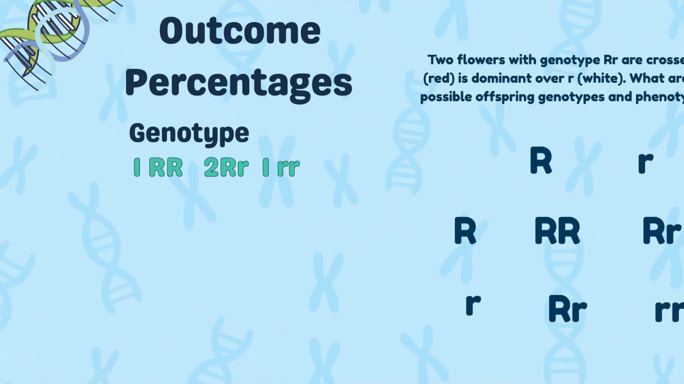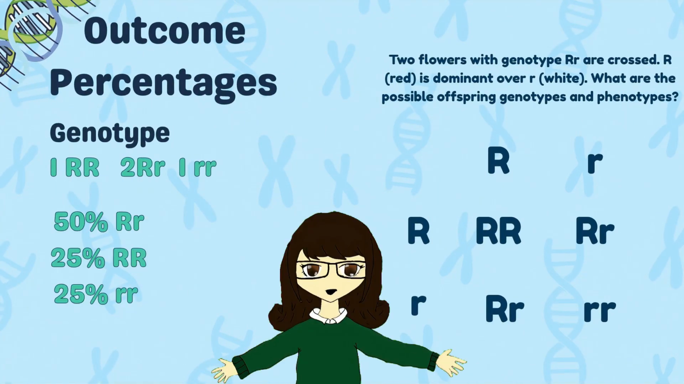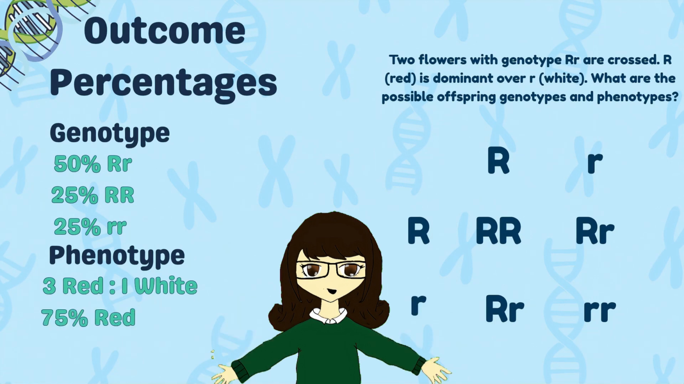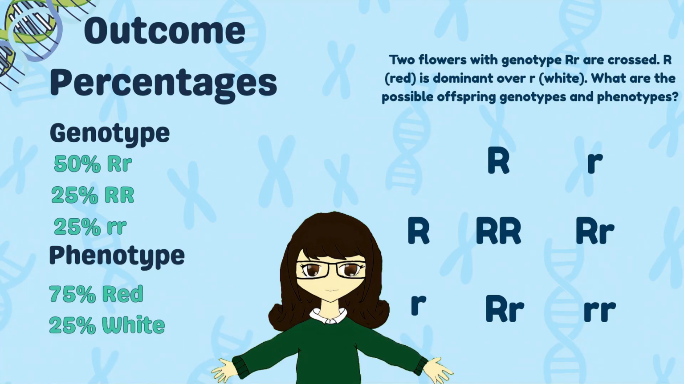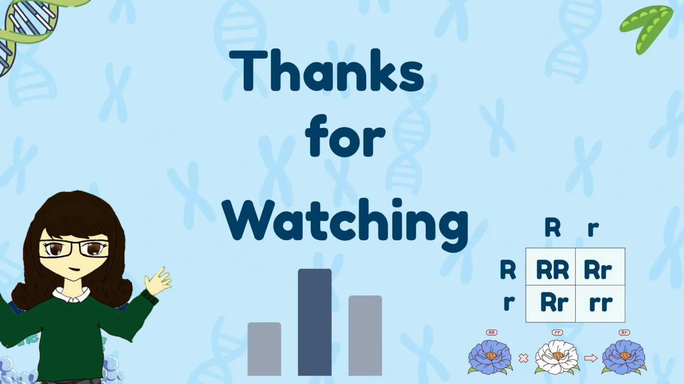Outcome percentage. Since it's one trait, each box in the Punnett square has a value of 25%. So we just count how many boxes show each phenotype and turn that into a percentage. For example, one box is 25%, two is 50%, three is 75%, and four is 100%.